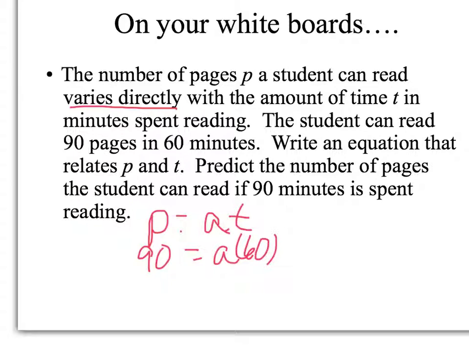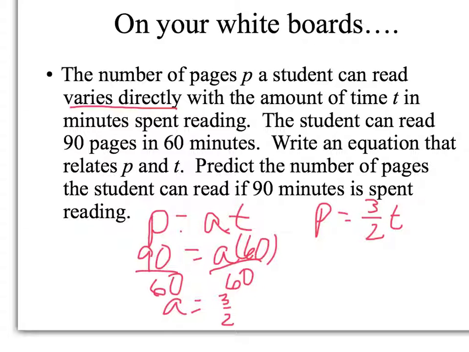And this is going to help me find A, which is then going to help me find my relationship and therefore write my equation. So I'm going to divide both sides by 60. So A equals 90 over 60. If I reduce that, it would be 3 over 2. Okay, so then my equation is P equals 3 halves T.